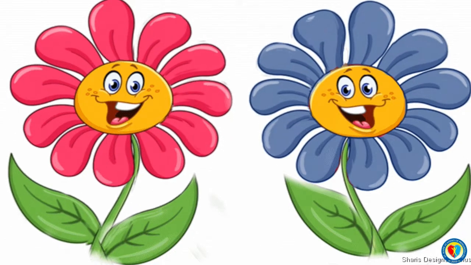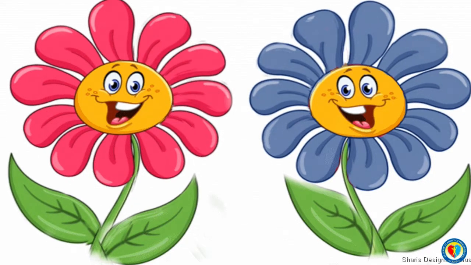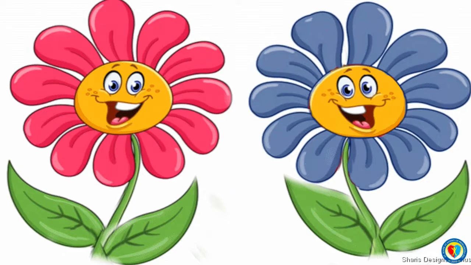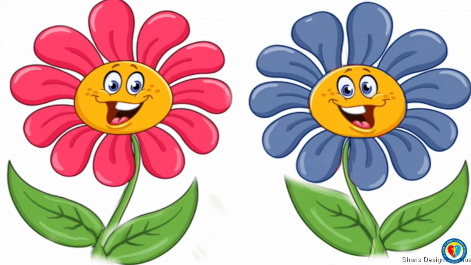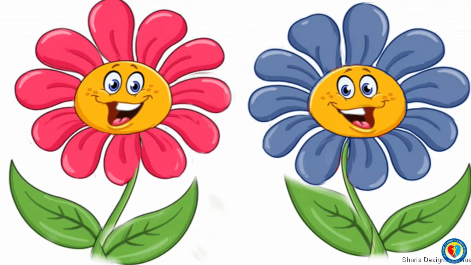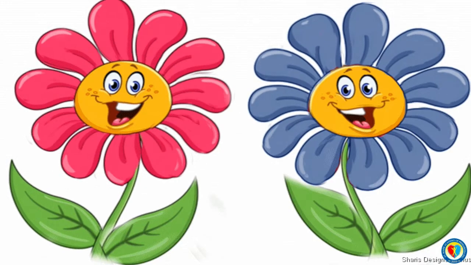Like other living things, plants also reproduce. In fact, they reproduce in different ways. Plants that reproduce sexually involve the union of egg cell and sperm cell. These plants can either be flowering or non-flowering.